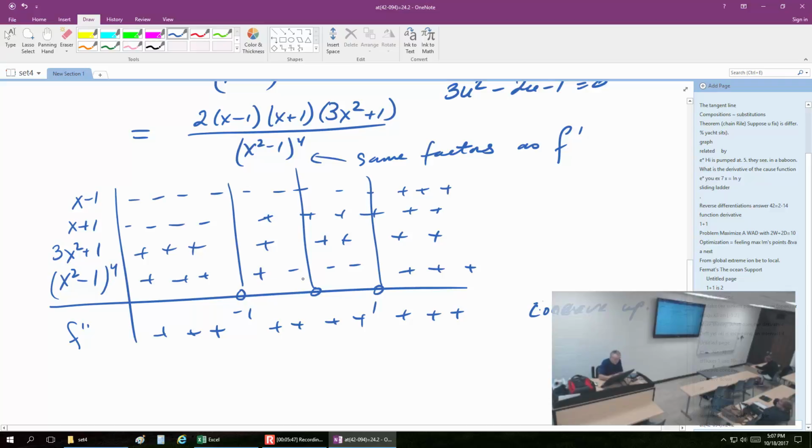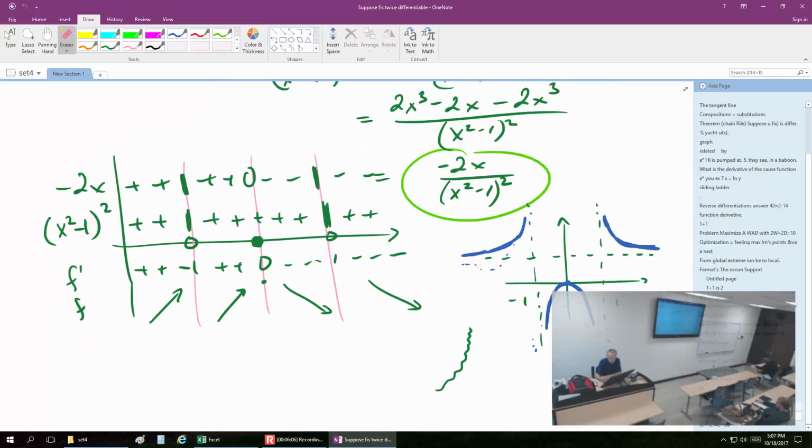Okay, so these are pluses, and these in between will be minuses. So concave up, concave down, concave up. This is just to confirm the picture that we had, and indeed concave up, concave down, concave up. Okay, so that does it pretty much.